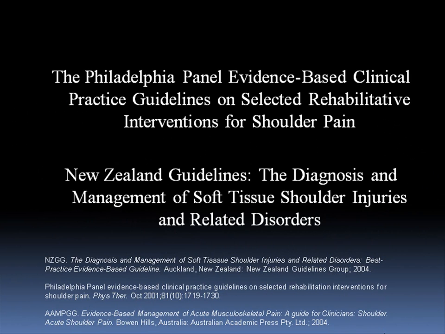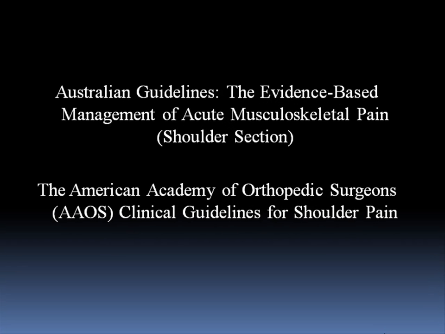The team focused on several important guidelines: the Philadelphia Panel Evidence-Based Clinical Practice Guidelines, the New Zealand Guidelines for the shoulder, the Australian Guidelines, and the American Academy of Orthopedic Surgeons Clinical Guidelines for shoulder pain.